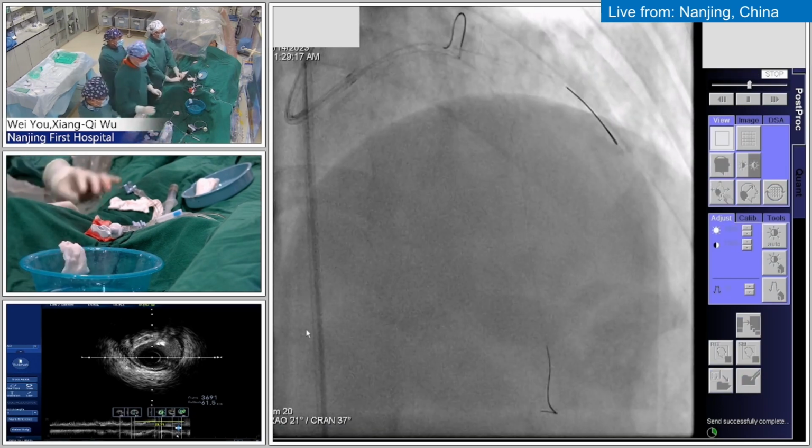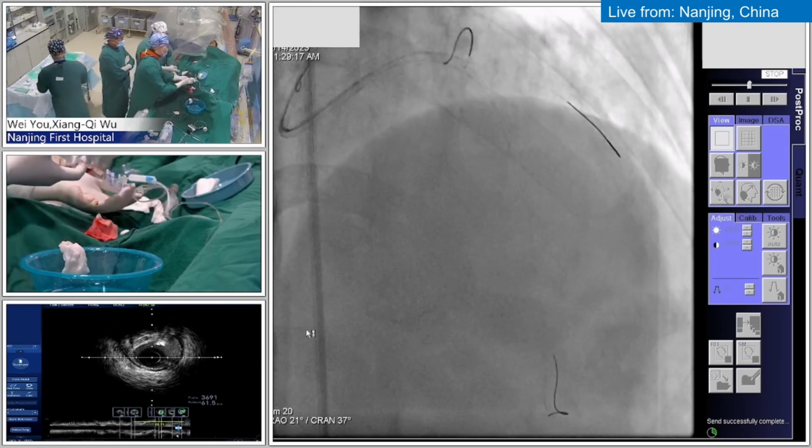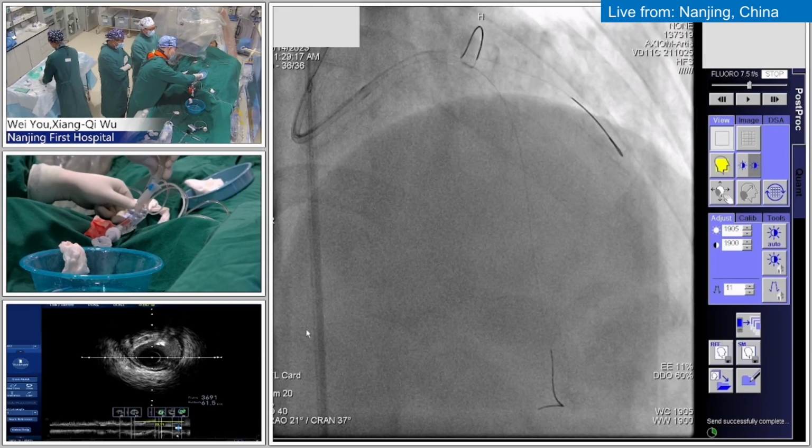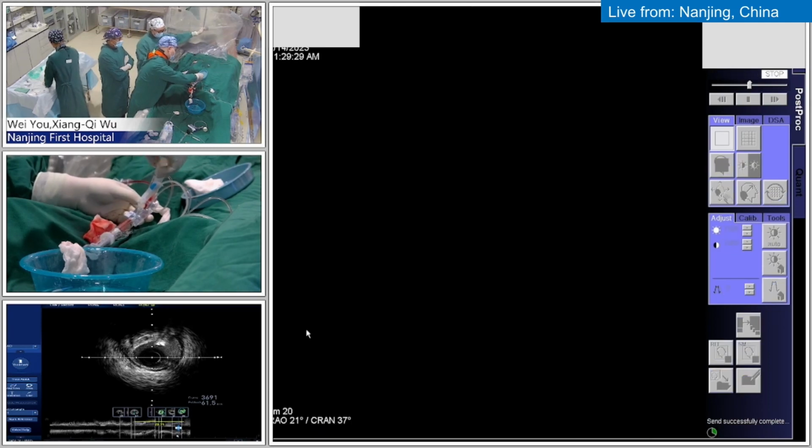Yes. Okay, take a picture, please. Okay. Give some nitro, because there's a lot of spasm there. I think that would be a good idea. So yeah, right.